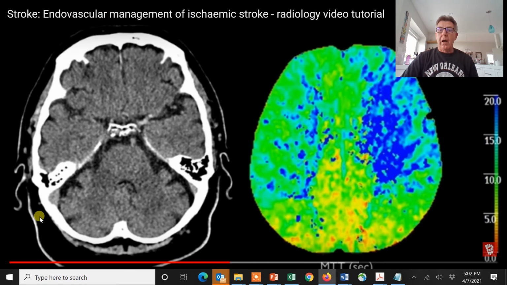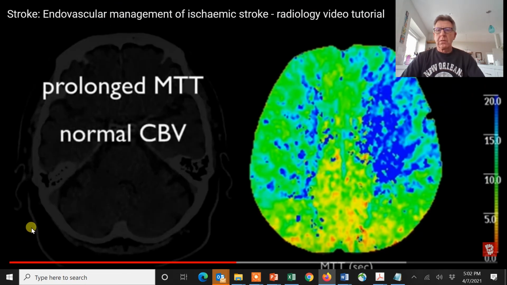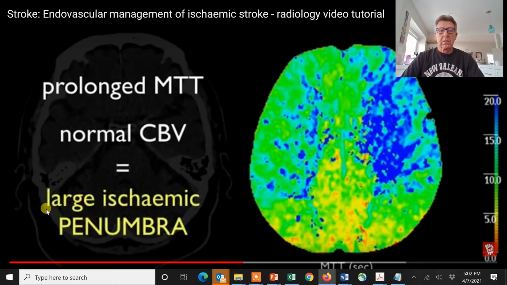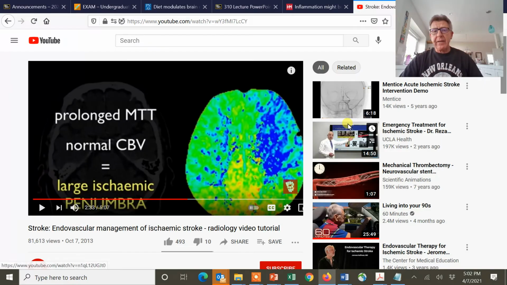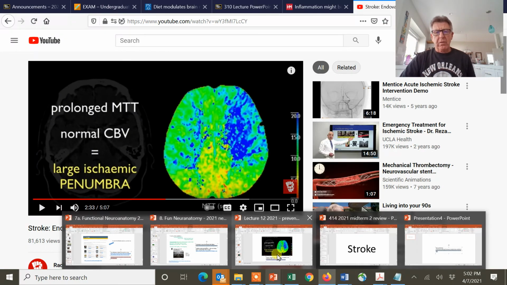CT perfusion demonstrated prolonged mean transit time, but no significant abnormality in cerebral blood volume. This is consistent with a large ischemic penumbra. In other words, most of the area supplied by the now occluded vessel has not yet died. That's crucial, and you can now follow this in the patient, okay? And it's real key in terms of your diagnostic. Awesome. All right, that's all I wanted to show you on that, guys.